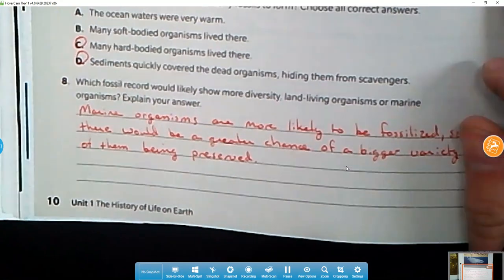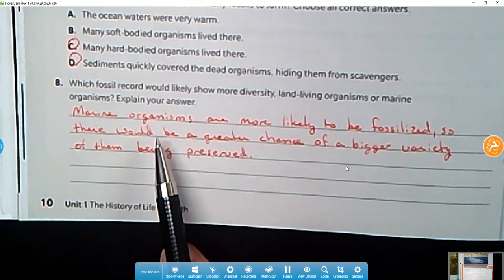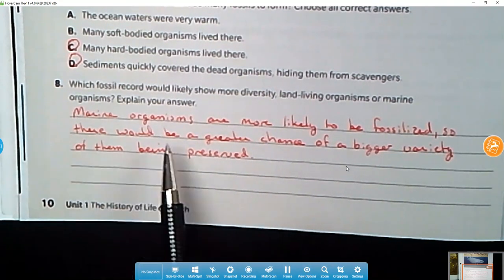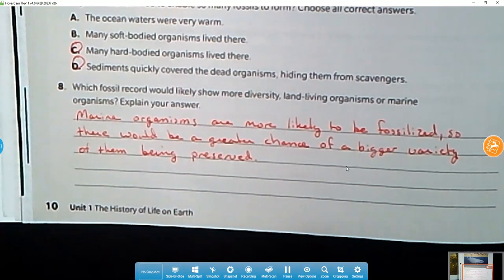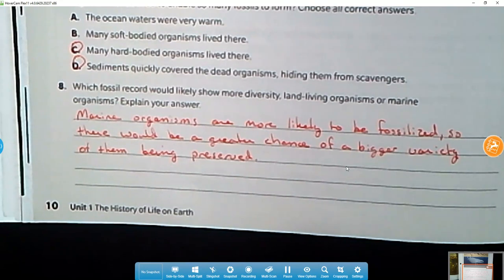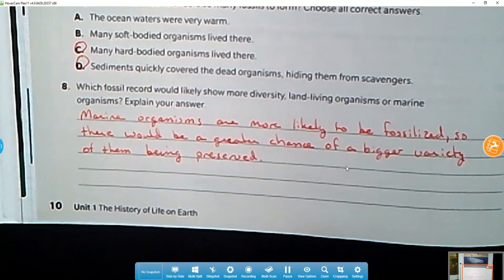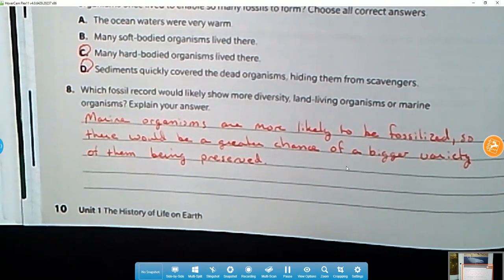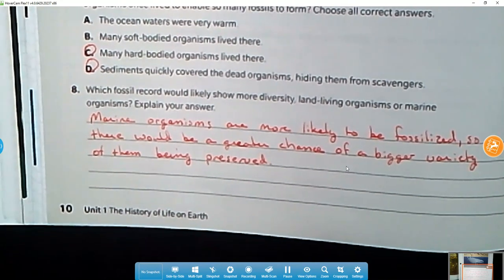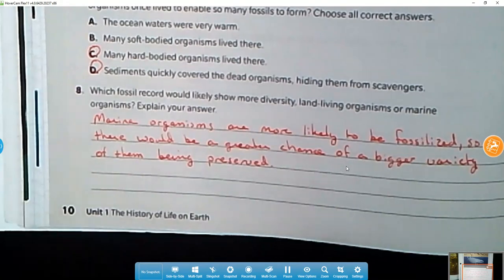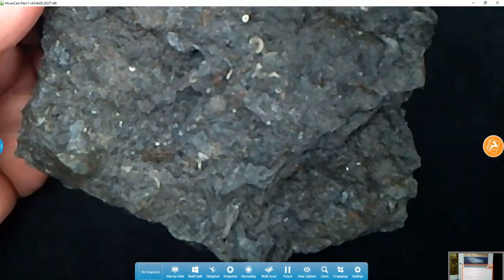Which fossil record would most likely show more diversity, land-living organisms or marine organisms? And the answer is marine organisms, because they're just more likely to be fossilized. There's a much higher chance that they're going to get covered with sediment. You're going to have a greater variety of them being preserved. You have a lot of hard-bodied aquatic organisms. And so marine organisms are much more common than terrestrial organisms in the fossil record, just because it's easier to form those fossils.